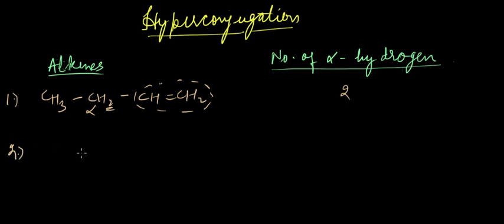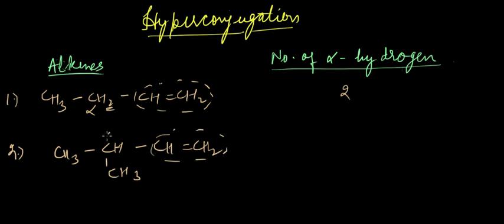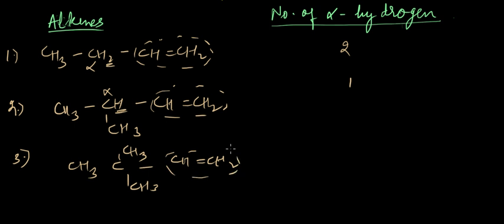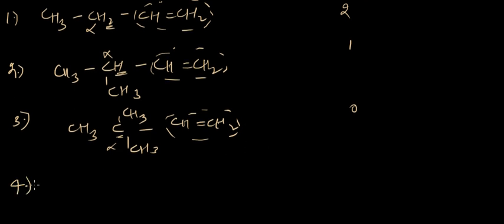Okay, second example. What about this case? In this case this is the alpha carbon and there is only one hydrogen attached to the alpha carbon. So for this case the answer would be 1. What about this case? This is the alkene, and the number of alpha hydrogens on this alpha carbon is 0, so the answer is 0.